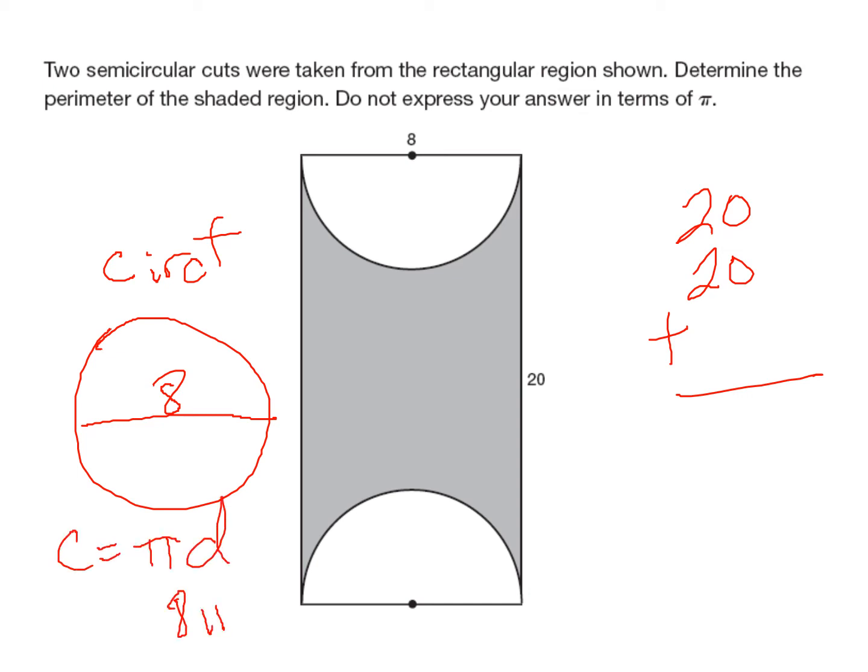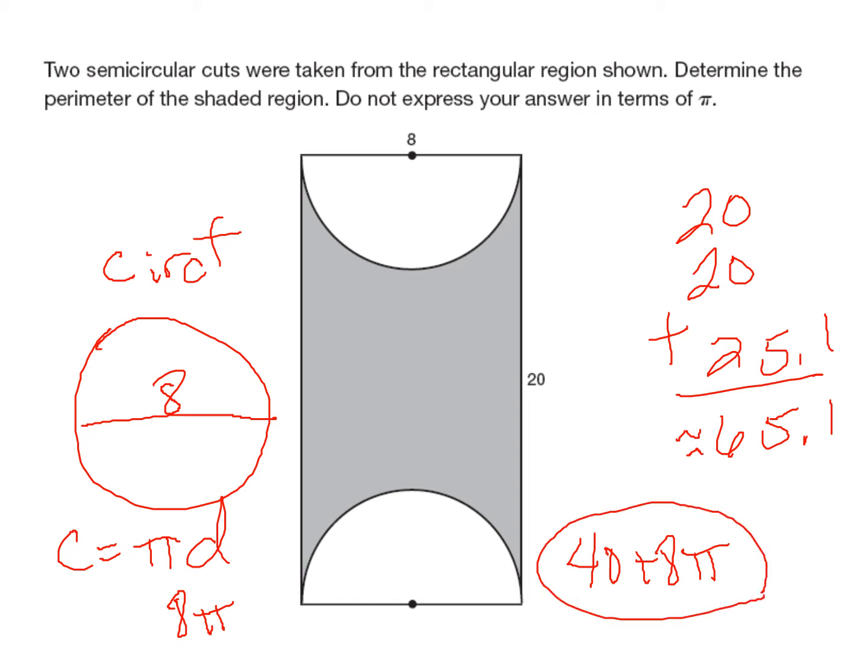So 8 pi. So you could have this answer written as 40 plus 8 pi on the ACT, right? Or if you put in 8 times pi, you get 25.1. So you could add that 25.1, and that's 65.1. Round it off, okay? This is the exact answer. Nothing's rounded. This is the rounded off answer, okay?